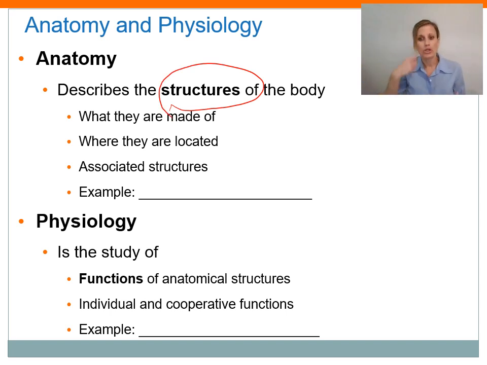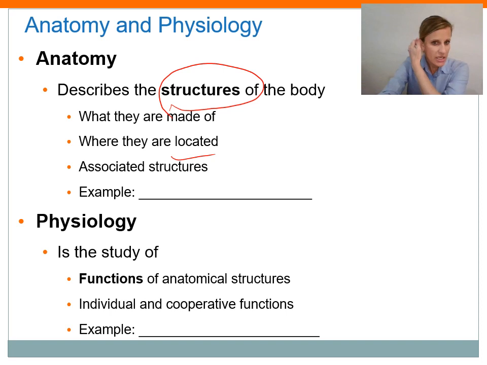So this could include many different descriptors of the structures, what they're made of. So what type of material makes up the heart? It's cardiac muscle. What type of material makes up the deltoid muscle? That's skeletal muscle. Where different structures are located. So saying that the deltoid muscle is in the upper arm, or the radius is on the thumb side of the forearm. That's describing the anatomy of the body.